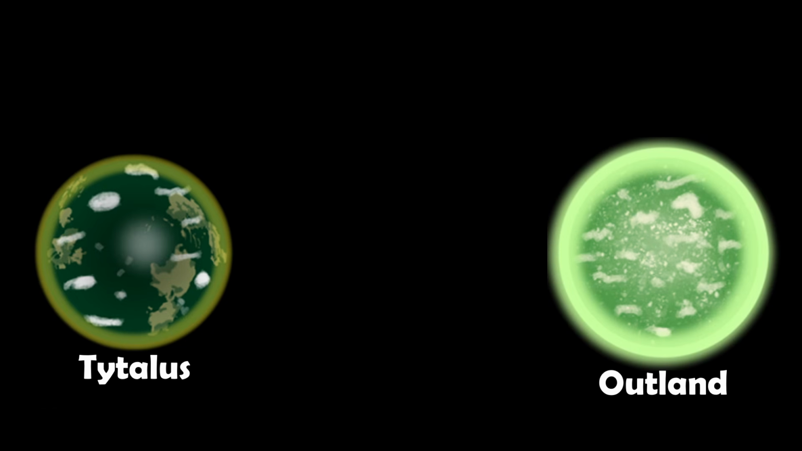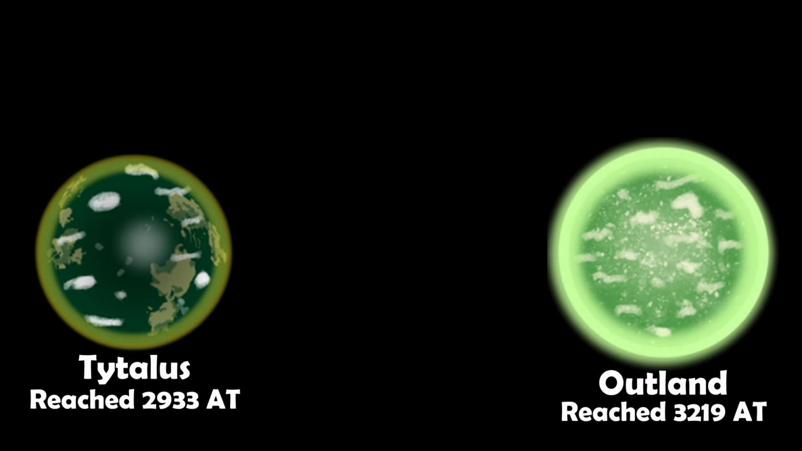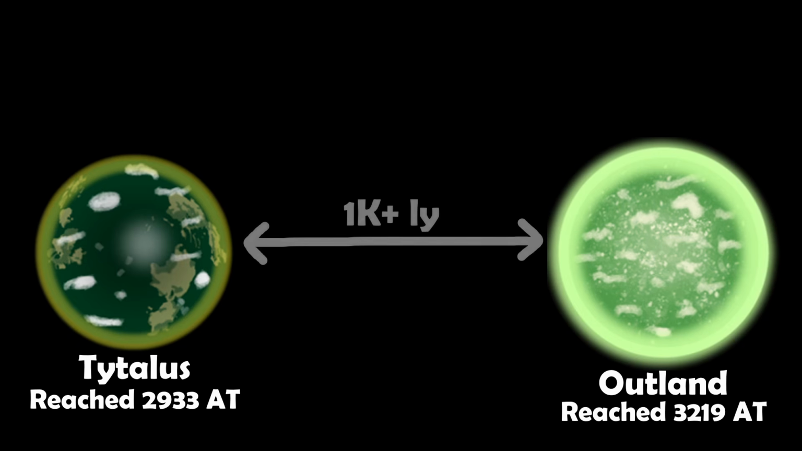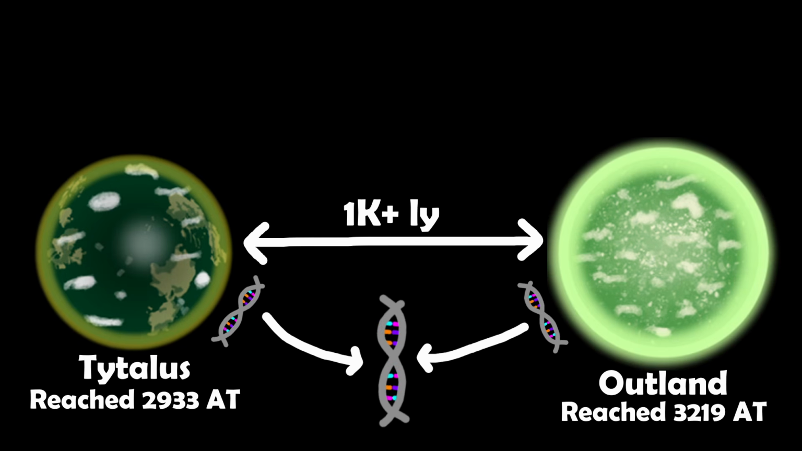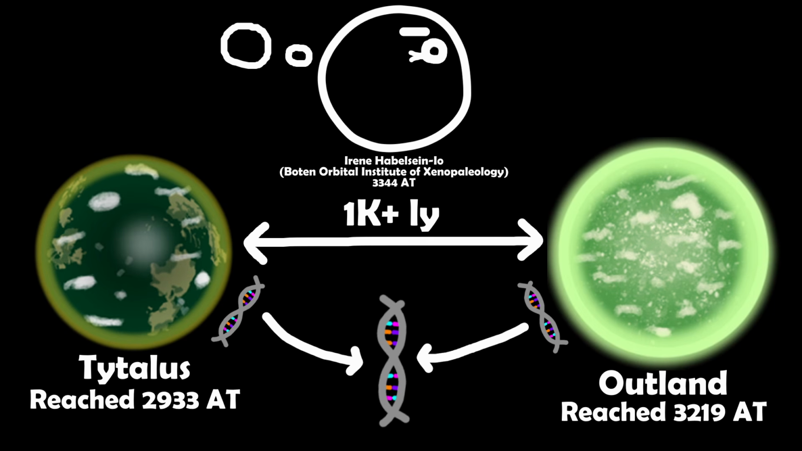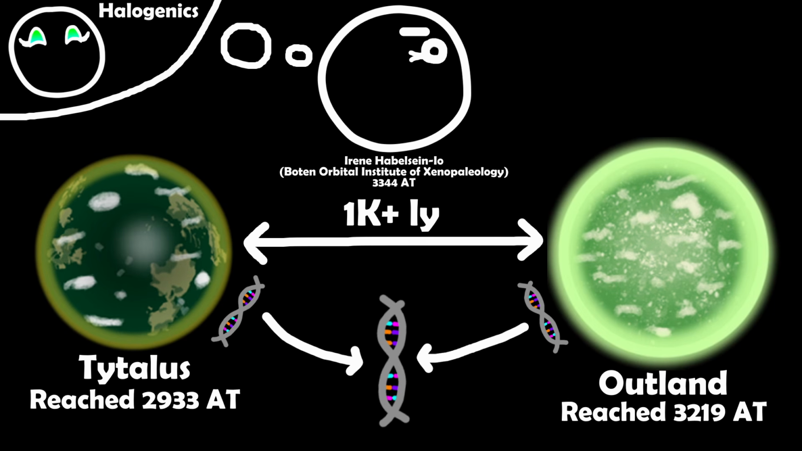Daedalus and Outland were the first chlorine planets discovered. They were over 1,000 light years apart, yet shared almost identical life forms, which led to the idea of the existence of the aforementioned halogenics.